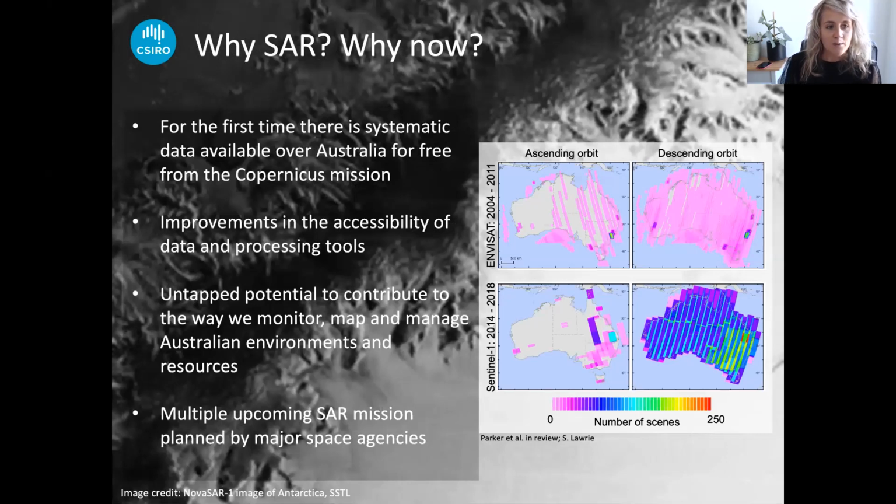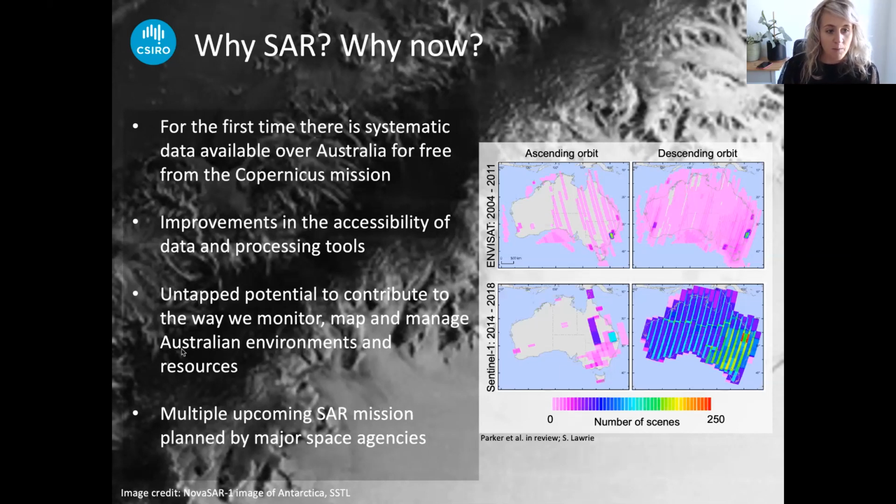So Stuart alluded to a couple of these points. In the past decades, the availability of synthetic aperture radar imagery over Australia has been a little bit limited, but really with the ESA Copernicus mission, we now have a source of systematic, free, open access data over the whole country for the first time. And you can see the difference in coverage here between ENVISAT and Sentinel, and the fact that we're really building up a significant archive of C-band data.